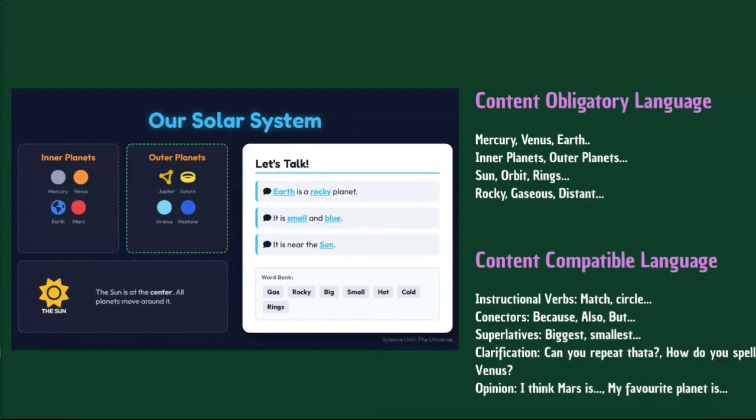The content compatible language, however, will be all the expressions, instructions, and vocabulary we use to express and explain the content. Like, can you repeat that? How do you spell Venus? Or the connectors like because, also, and some superlatives. This is the biggest one, this is the smallest one. It's not obligatory for the students, but again, necessary to learn.